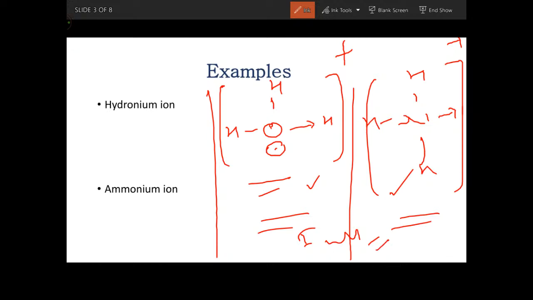So a coordinate bond is a bond which is formed by sharing electrons, but both the electrons are coming from the same atom. I hope I could make it clear to all of you now. Please comment fast.